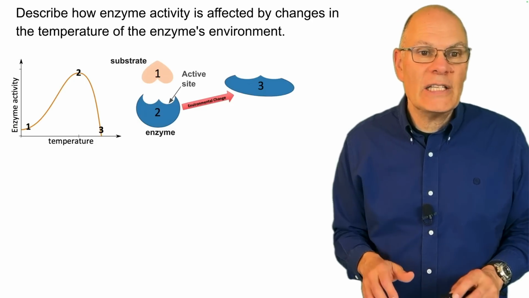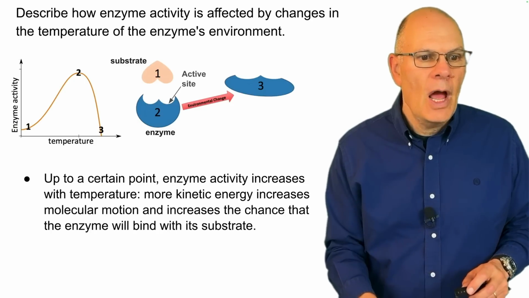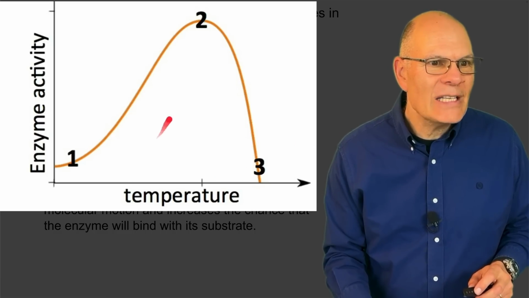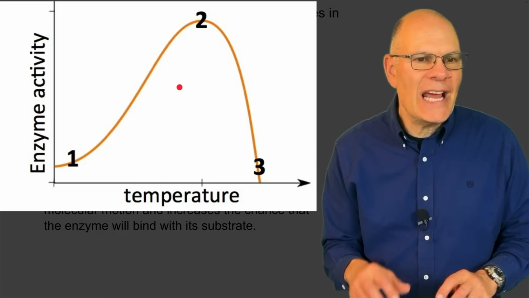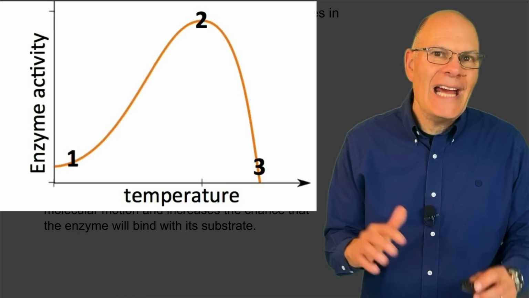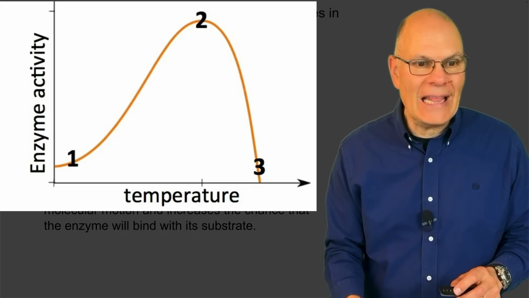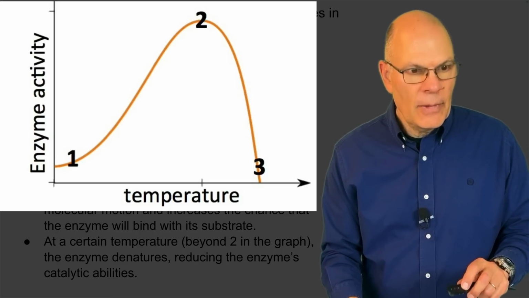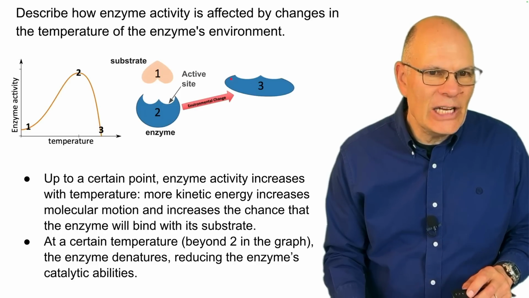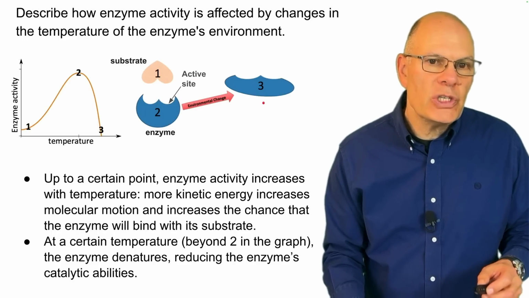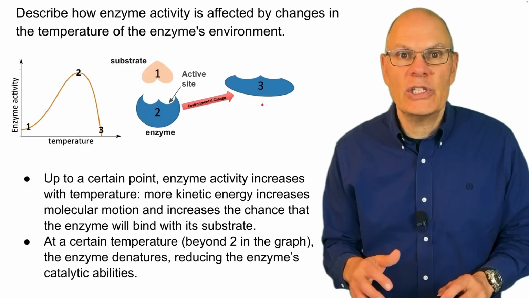Describe how enzyme activity is affected by changes in the temperature of the enzyme's environment. Up to a certain point, enzyme activity increases with temperature, and that's because there's more kinetic energy that increases molecular motion, and it increases the chance that the enzyme will bind with its substrate and therefore be able to catalyze the reaction. But at a certain temperature, beyond 2 in the graph, the enzyme will denature. It'll change its shape, reducing the enzyme's catalytic abilities because it'll no longer be able to bind with its substrate.